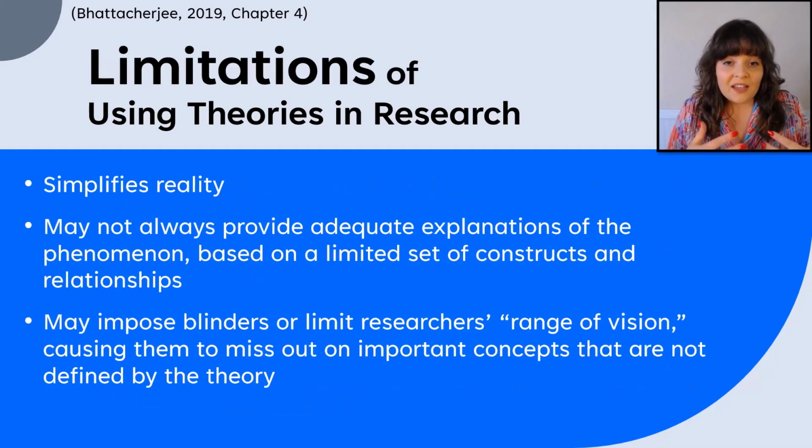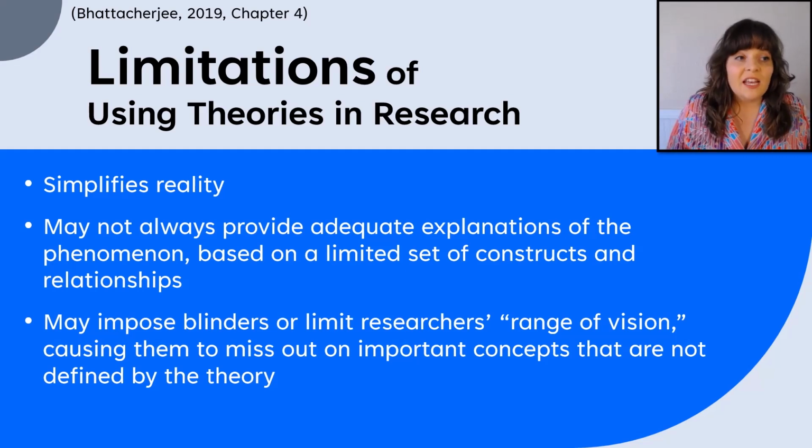As useful as theories are, there are some limitations of using theories in research. By definition, a theory is trying to simplify and explain a phenomenon to us, and sometimes it can simplify it too much. We might not be providing an adequate explanation of the phenomenon because we have a limited set of constructs that are involved, or a limited set of relationships that are involved.